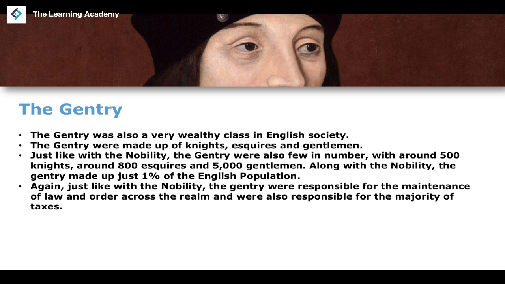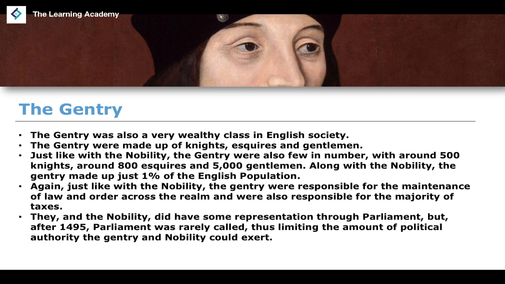And then to finish off on the gentry, they and the nobility did have some representation through Parliament as well. So they had political representation too. But after 1495, Parliament was really rarely called. So on the one hand, they did have representation through Parliament, which was a significant political advantage of being a member of the nobility or the gentry.